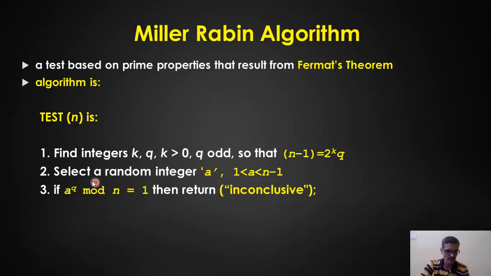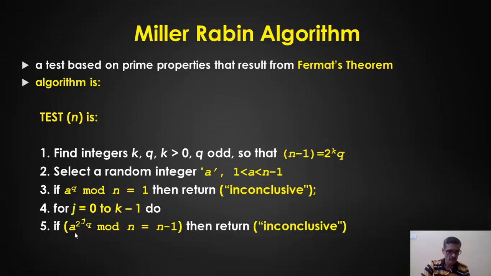If this condition doesn't hold good, I have to check the second condition. With the values of j equal to 0 to k minus 1, a to the power 2 power j into q mod n should be equal to n minus 1, or minus 1. If this is the case, then again you send the result as inconclusive only, because you have to verify for more number of a's. If both the conditions are not true, then the given number is not a prime number, but a composite number.